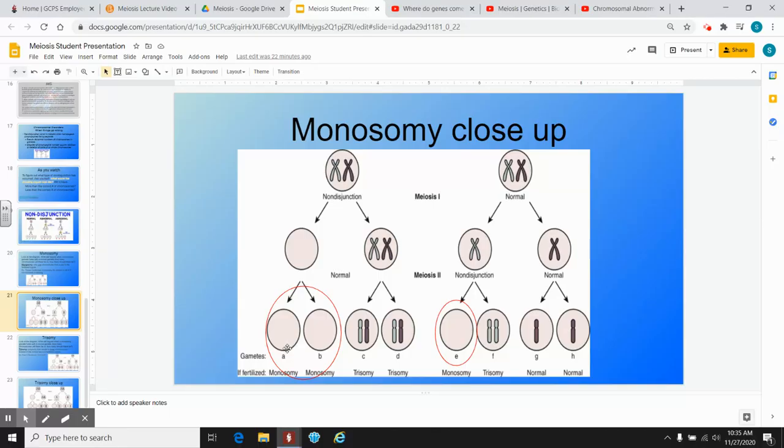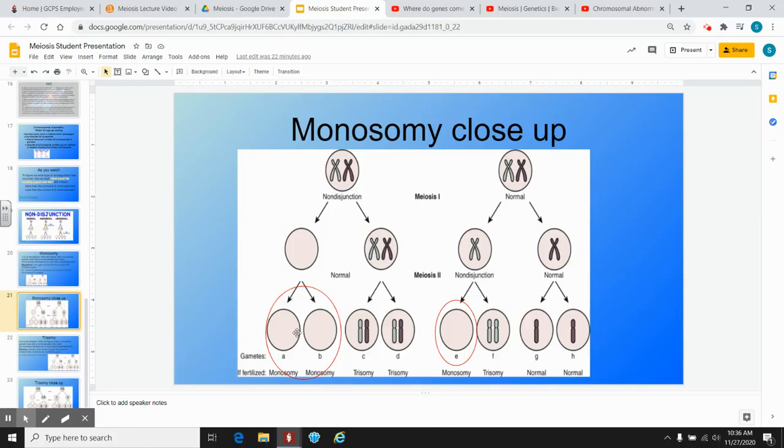Let's increase the number of chromosomes for a second. Let's take a human example. A normal human egg would have 23 chromosomes. But let's say that chromosome number 7 in the egg is missing due to a chromosomal disorder or a chromosomal mutation. And so a normal sperm with 23 chromosomes fertilizes this egg that is missing chromosome number 7.